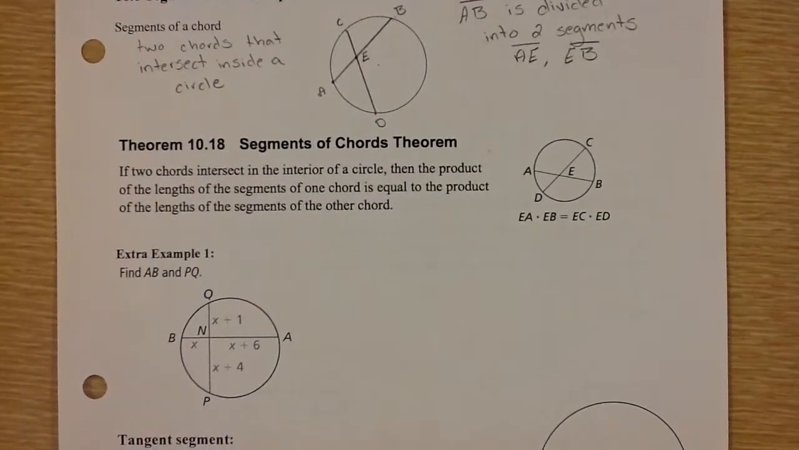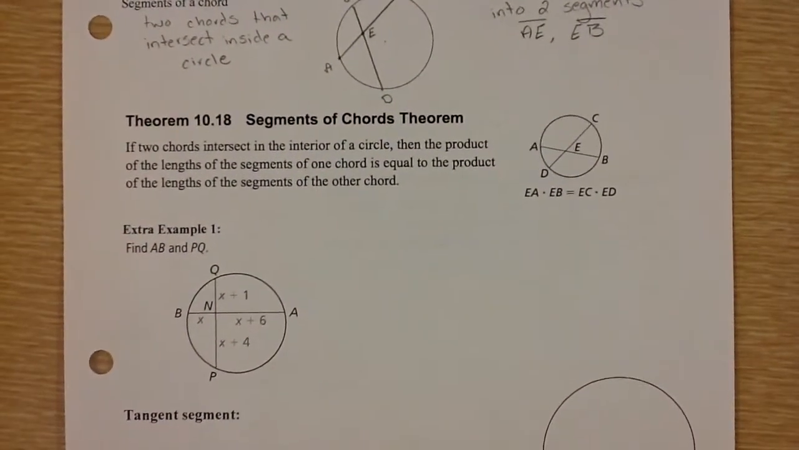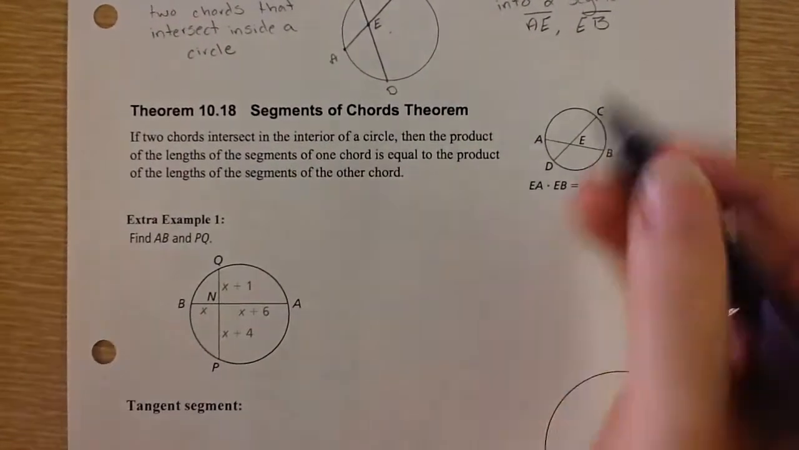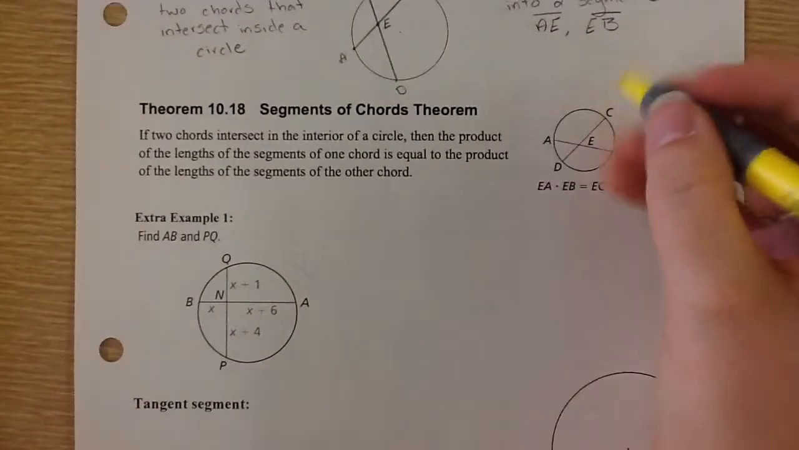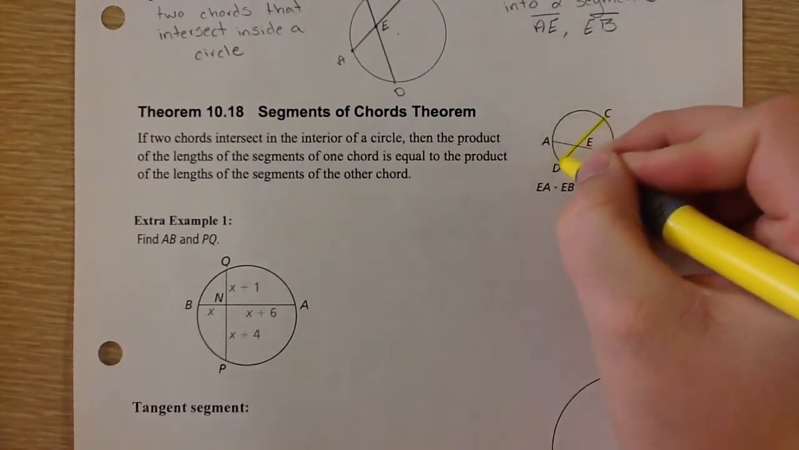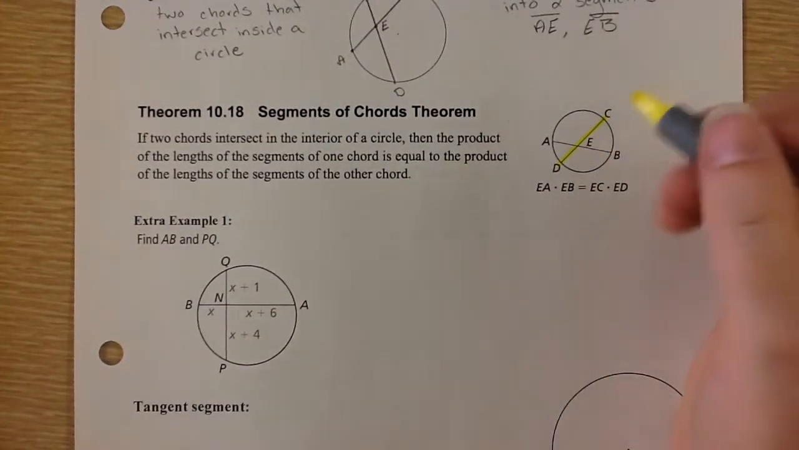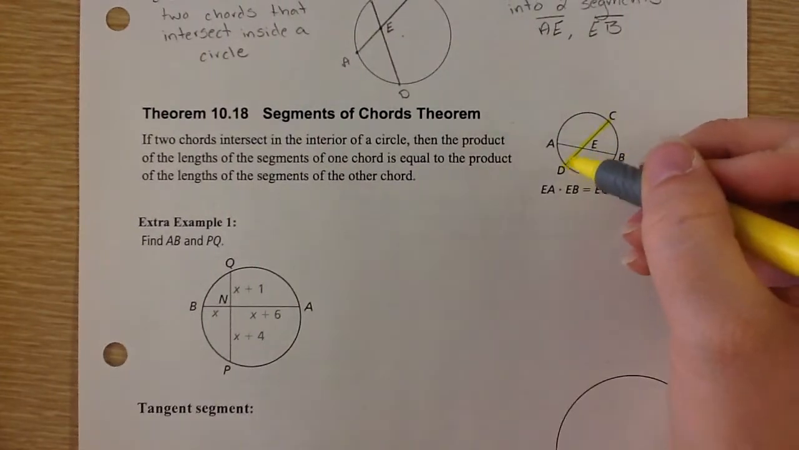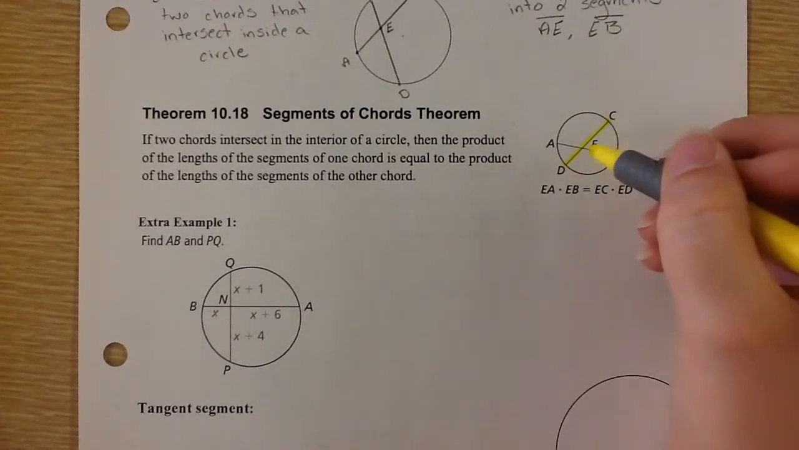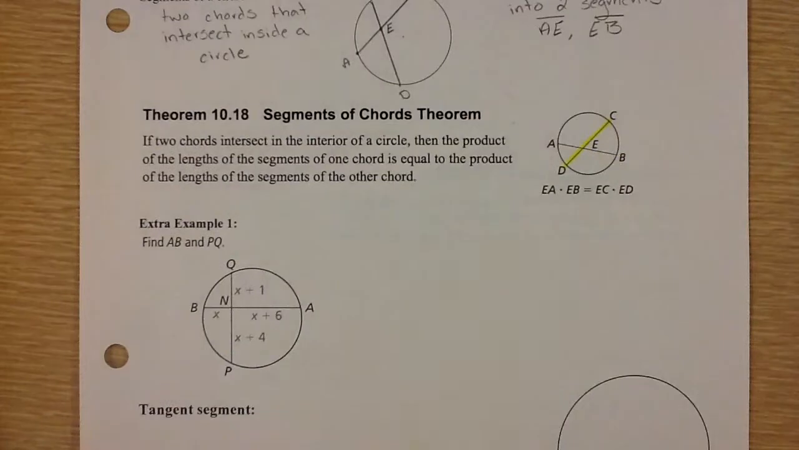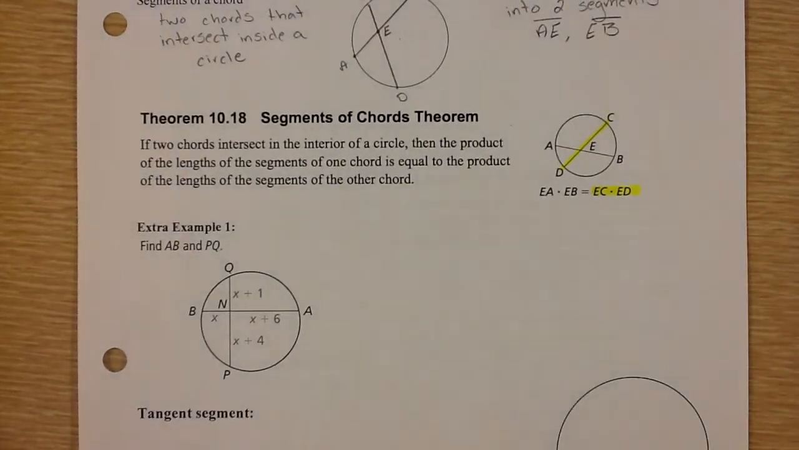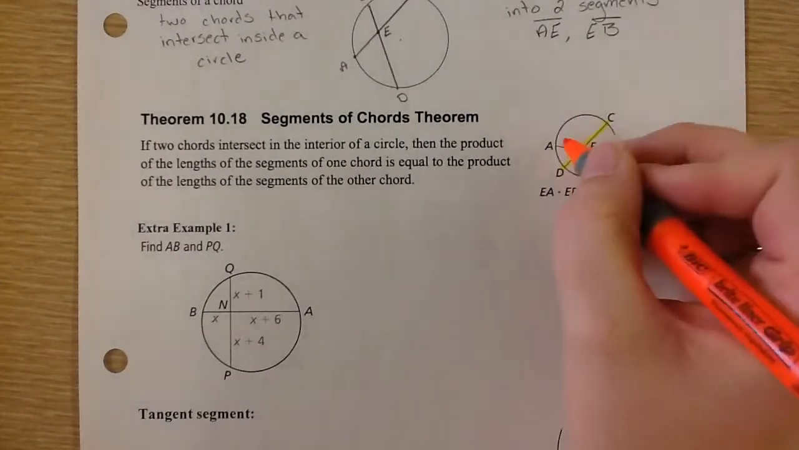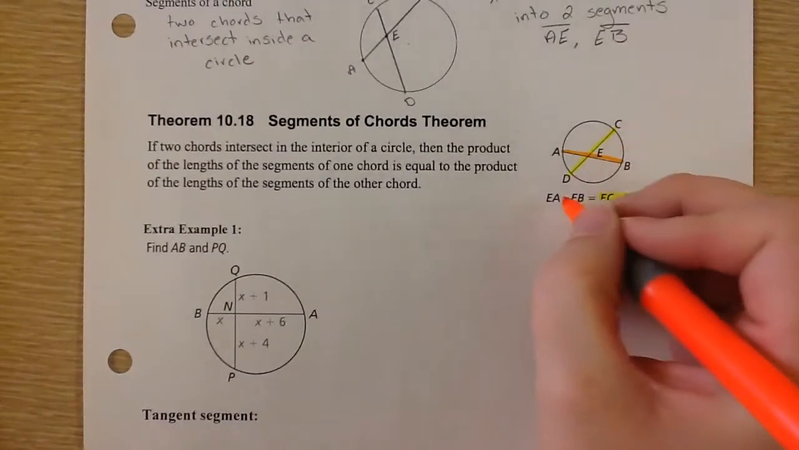What's interesting about these segments is that if two chords intersect in the interior, then the product of the lengths of their segments is the same. If I look at chord CD and take its two pieces, EC times ED, and multiply them, it's the same as when I multiply the two segments of this other chord.